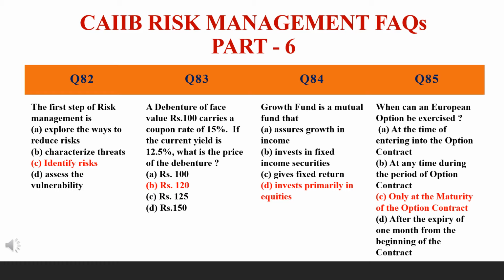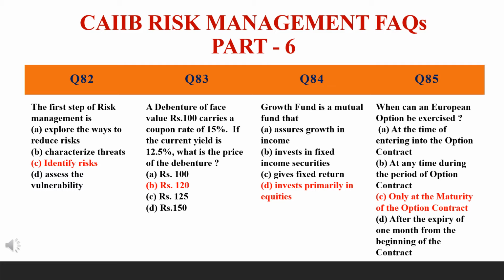Current yield, friends, is the income from investment, both interest and dividend, divided by the price of the bond. So current yield, that is Y, is equal to I divided by P. P is the price of the bond, and I is the income from investment. In this case, the interest earned from the investment is rupees 15, as the coupon is paid on the face value.